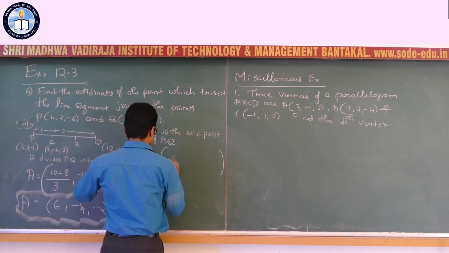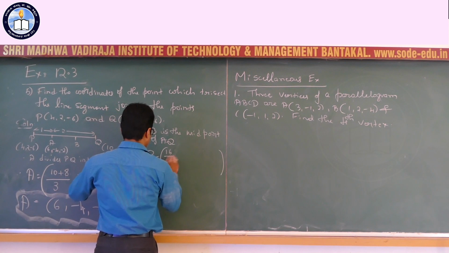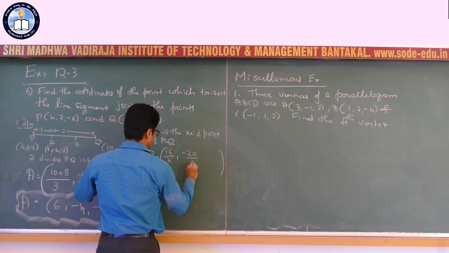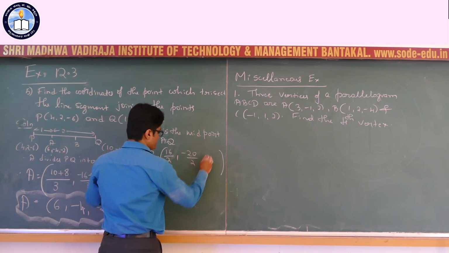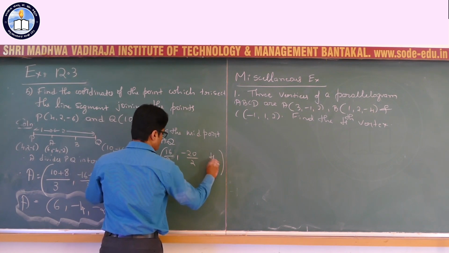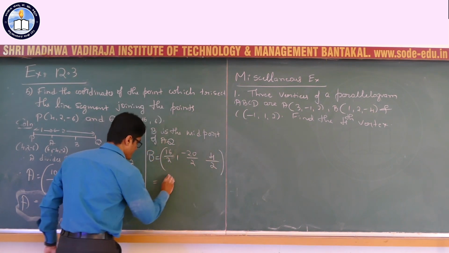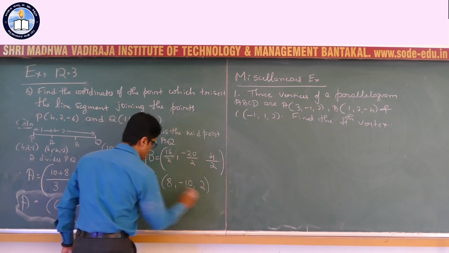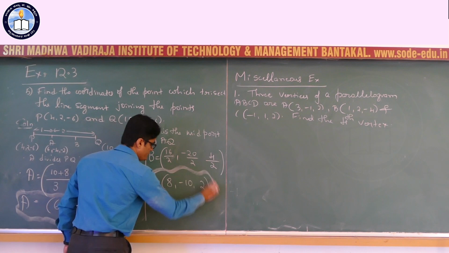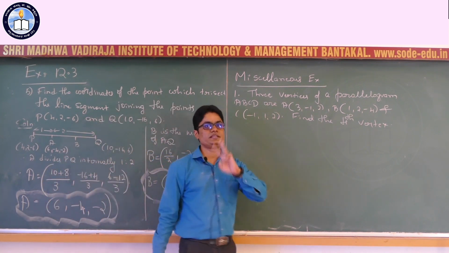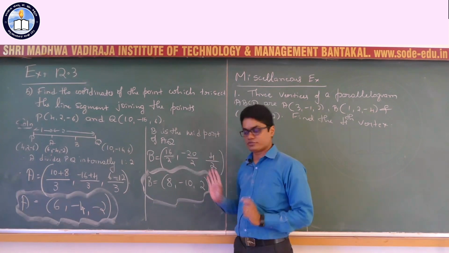6 plus 10, 16 by 2. You remember the midpoint formula, right? Minus 4 minus 16, minus 20 by 2, minus 2 plus 6, that is 4 by 2. So the coordinates of B are 8, minus 10 and 2. So this is the coordinates of B. This is another point required to divide the line into 3 equal parts. So I hope you understood this.